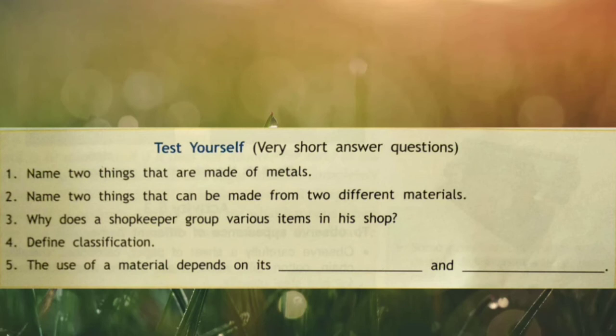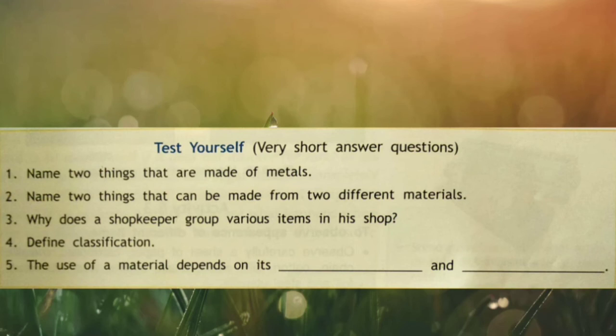The second is: name 2 things that can be made from 2 different materials. So I want 2 things that can be made from 2 different materials. Suppose I take the example of shoes. Shoes can be made of leather and they can be made of textile also. In the same way, for the second you can take the example of a pen. It can be made of plastic and it can be made of metal also. So I hope you have understood this question.